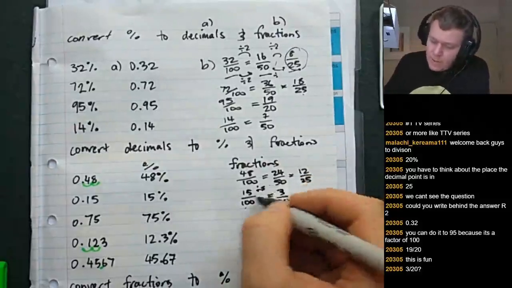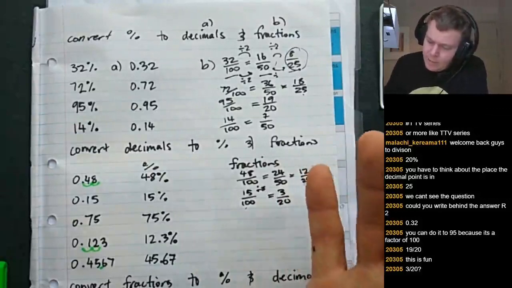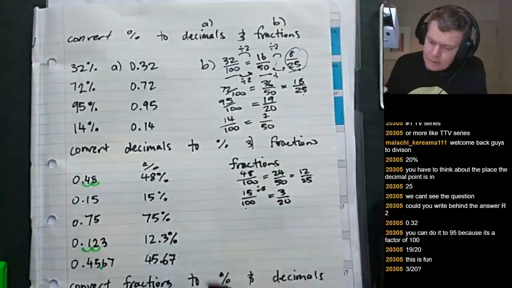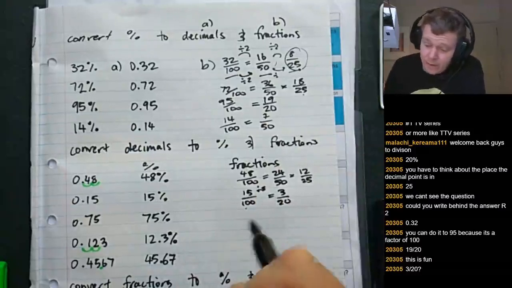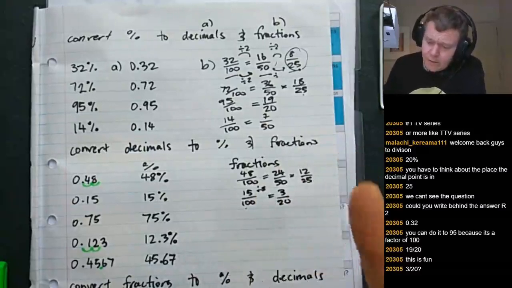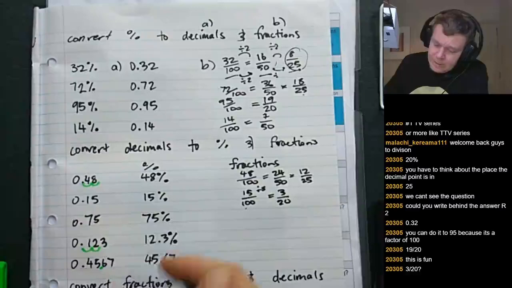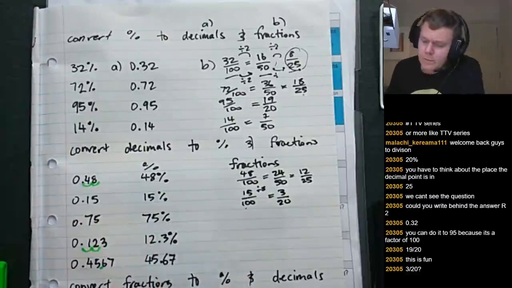A thing to remember about hundreds is that they can only really be divided by 5s and 2s. They can't be divided by 7s, they can't be divided by 3s, without the decimal being recurring.